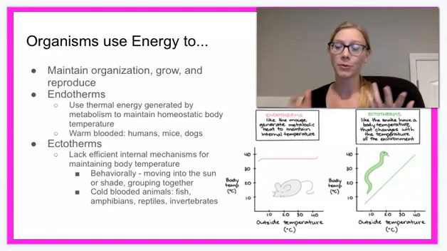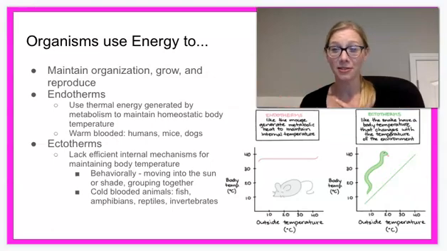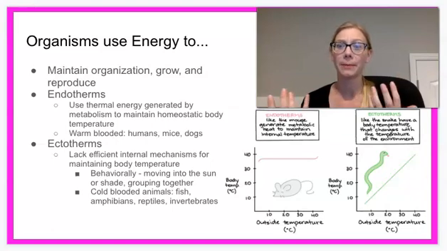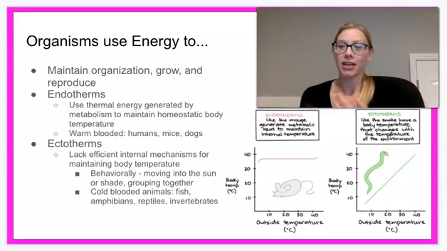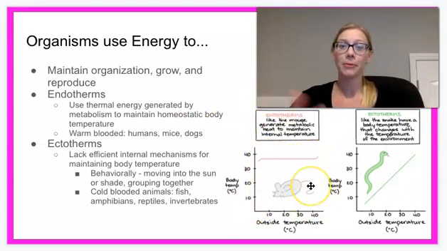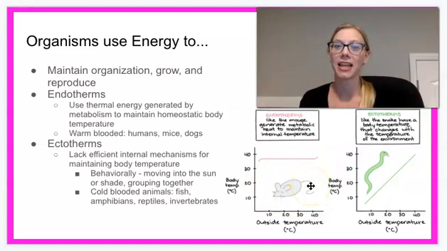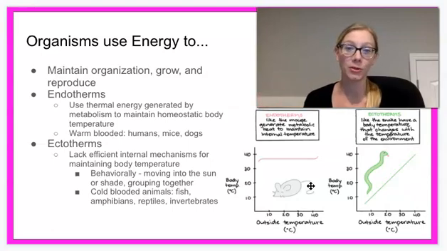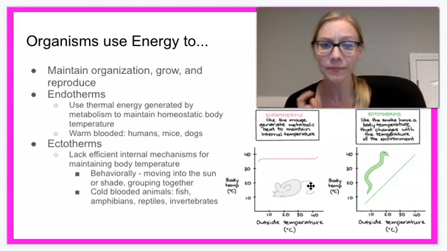Now, endotherms, what can they do? They can basically regulate their own body temperature. Sometimes you'll hear these called warm-blooded organisms. So that's like you and me. We can regulate our body temperature. It doesn't matter what temperature it is outside, we can keep our body temperature about the same, due to our ability to metabolize things and maintain homeostatic body temperature.